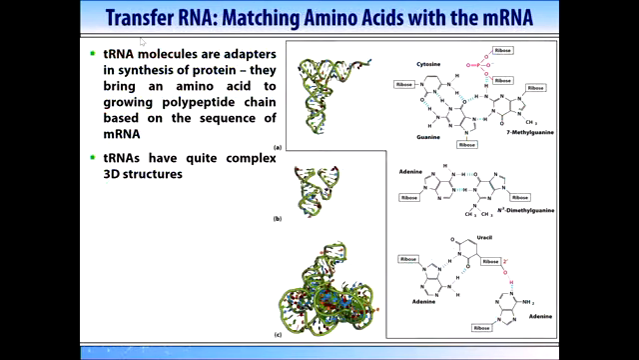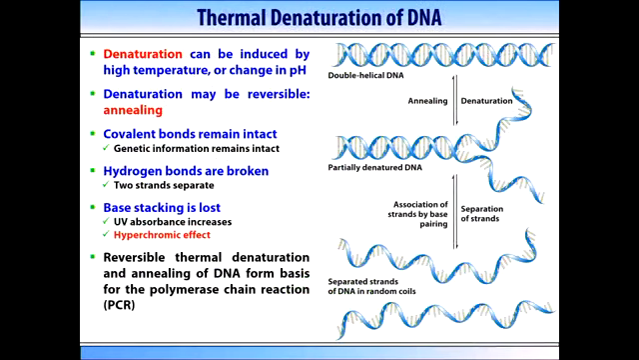Now we get into a very important property of DNA or RNA molecules in general, the nucleic acids. It's thermal denaturation. Here we'll be talking only about DNA, but the same holds true for RNA as well. Denaturation can be induced by high temperature or change in pH. Denaturation is basically the separation of the 2 strands. It's like opening a zipper. This is standard double helical DNA, and the denatured form would be the one where the 2 strands are separated from one another.